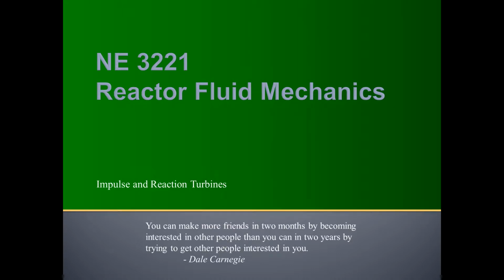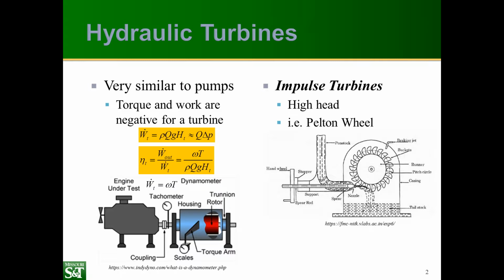At this point, we're going to very briefly talk about turbines, impulse and reaction turbines. Now, the basic equations for turbines are very similar to pumps, but we have to remember the sign convention on work and torque. Head loss and pressure change are negative across the turbine.